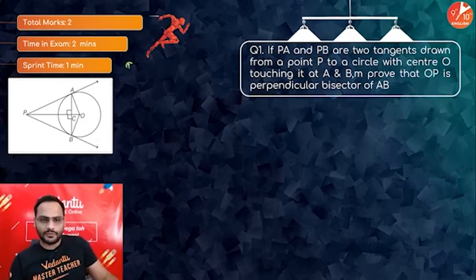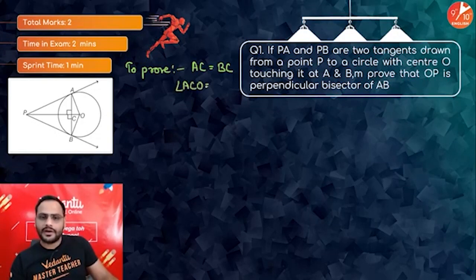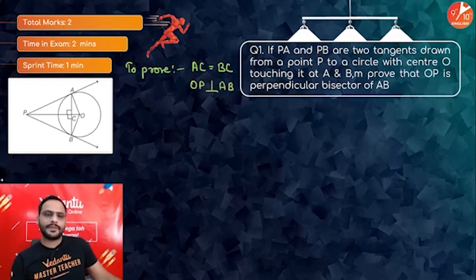That means, if you look at this diagram, we have to prove first that AC and BC are equal, and also angle ACO or angle BCO is equal to 90 degrees. Or we have to prove that this line OP is perpendicular to AB. Two things we need to prove over here. Right? Now let us understand how can we do that. कैसे करेंगे उसको? How will we do it?